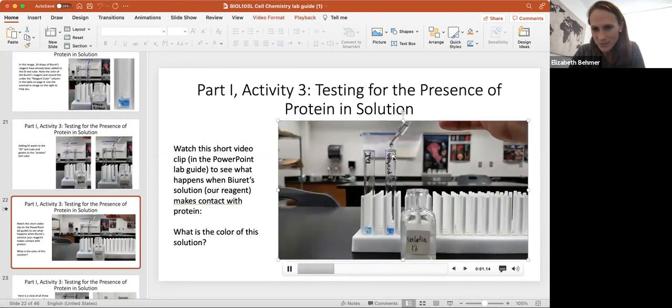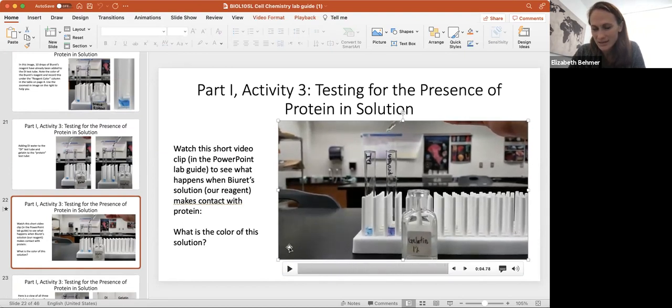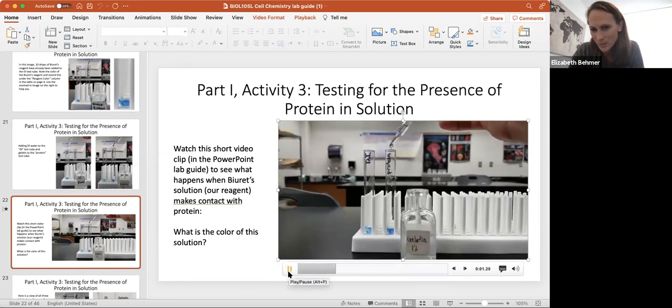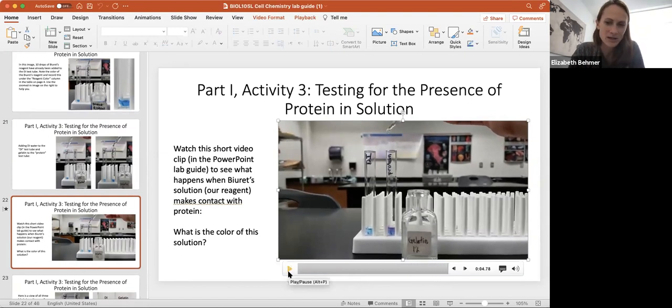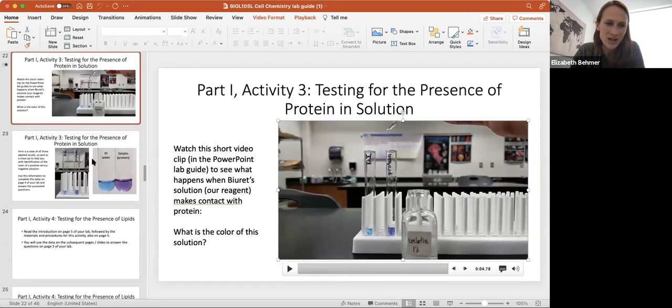So you'll notice we're adding protein. And you can see here that the Biuret reagent detected that protein because it changed color. You can see it changed. Let's watch it one more time. When the protein was added, it changed from a bluish color to a purplish color. So that color change, again, indicates a positive presence of that molecule in the solution. This just means that the Biuret reagent detected the protein because it changed color.